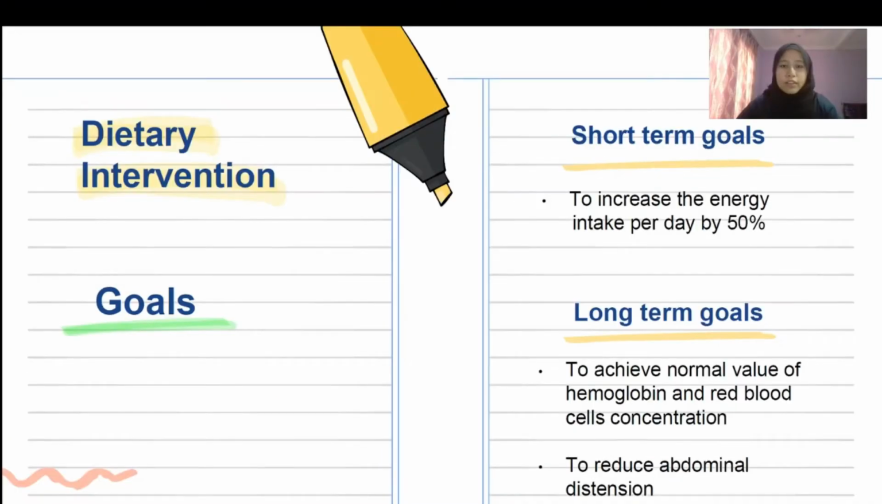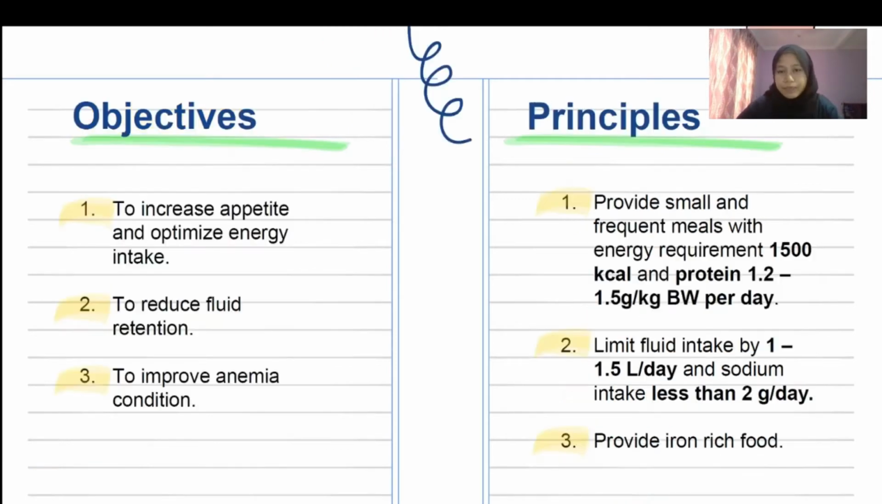For the dietary intervention, our goals are divided into two. Firstly, short-term goals: we want to increase the energy intake by 50%. For the long-term goals, we want to achieve normal values of hemoglobin and red blood cell concentrations, and we also want to reduce the abdominal distension. For the objective, we want to increase the appetite and optimize energy intake.